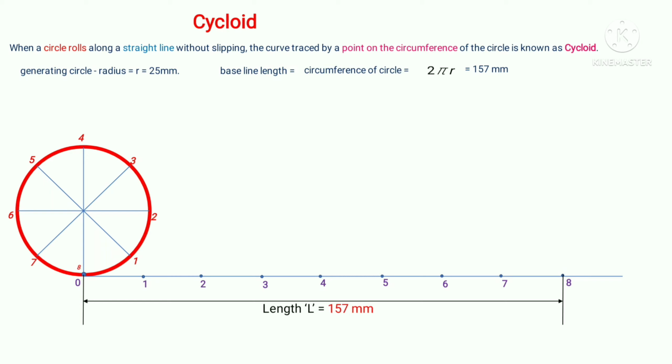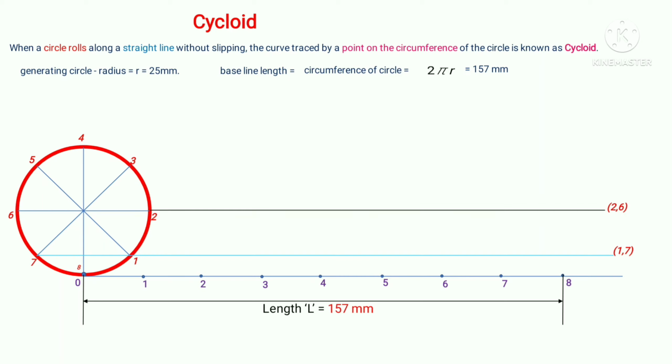Now once the generating circle and the baseline or the directing line is done and the points are marked, next we need to draw the locus lines. Now the locus line has to be drawn from the circle points 7 and 1, a line passing through the circle points 7 and 1 is the locus line of 7, 1, and it is denoted in brackets 1, 7, and then another line has to be drawn passing through circle points 6, 2, and this is denoted with 2, 6.